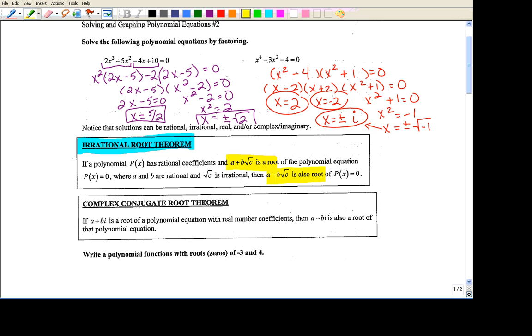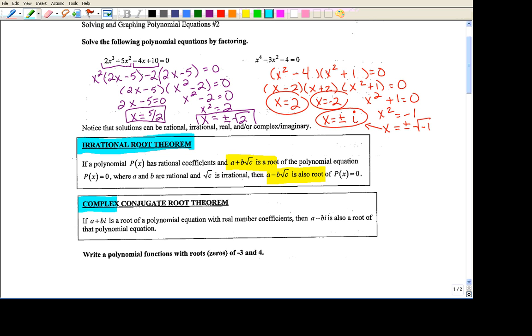So what you're looking for here is that if you have a root that has a square root in it, whether it tells you or not, there are actually two roots involved there, one positive and one negative. For example, x equals plus or minus the square root of 2 will always come in pairs. If there is a square root of 2 and one of them is positive, then there is another one that is negative. So square roots always come in pairs.